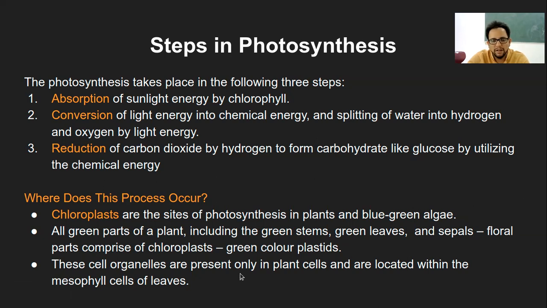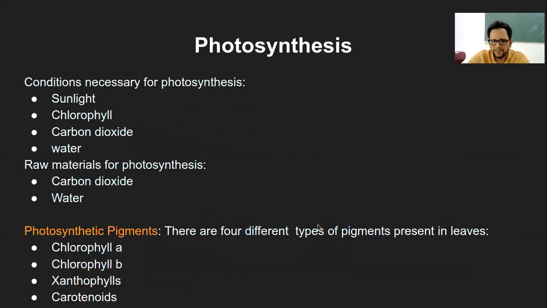So that is what they are mentioning about. Now again, this part we all know what are different conditions required for photosynthesis. Obviously sunlight, chlorophyll, carbon dioxide, water. What is the raw material that is required for photosynthesis? It is carbon dioxide and water.